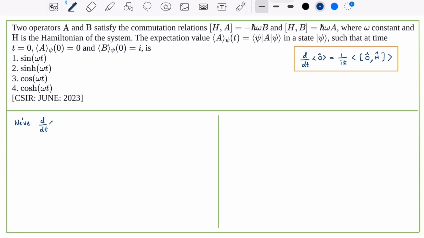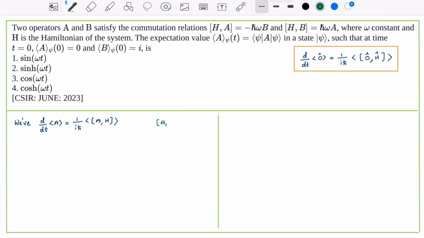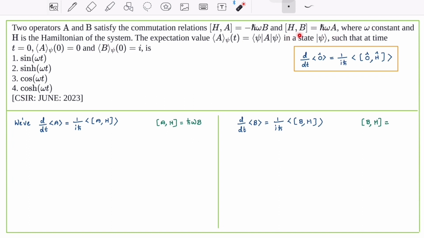We have the equation of motion: d/dt of the expectation value of A is equal to 1/(iħ) times the expectation value of the commutator of A and H. From the problem, we can say that the commutator of A and H is ħω B. Similarly, d/dt of the expectation value of B is equal to 1/(iħ) times the expectation value of the commutator of B and H. From the problem, the commutator of B and H is equal to minus ħω A.